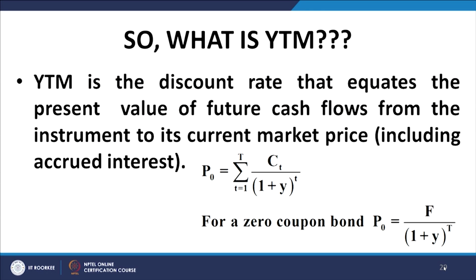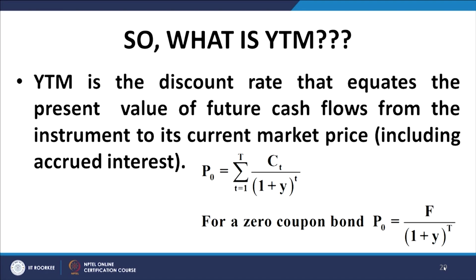So, what is YTM? That is the most important concept that we have in the case of fixed income securities valuation. Yield to maturity, or YTM, I shall be using this abbreviation since it saves a lot of time. YTM is the discount rate that equates the present value of future cash flows from the instrument to its current market price, including accrued interest. For the moment, let us keep the issue of accrued interest separate to keep the exposition simple. We shall return to it at a later point in this chapter.